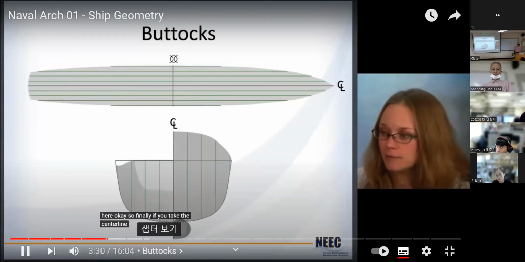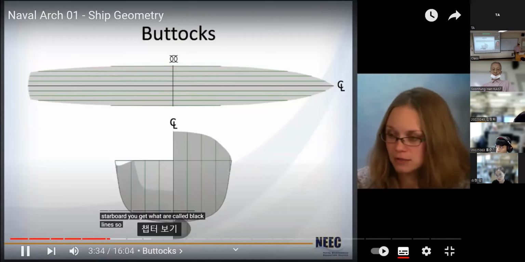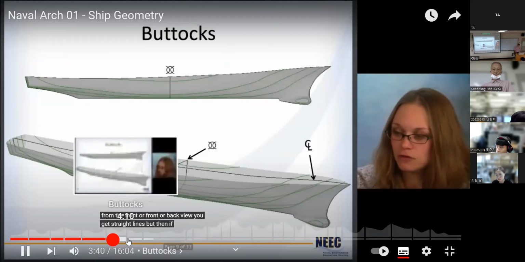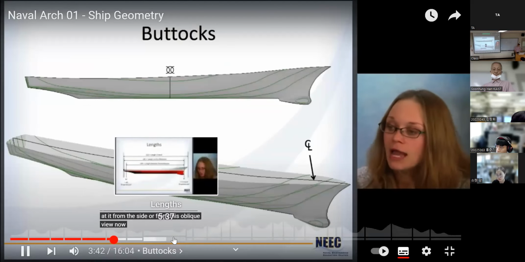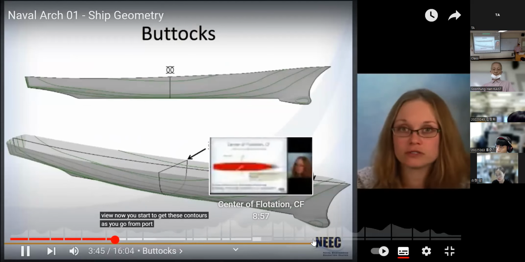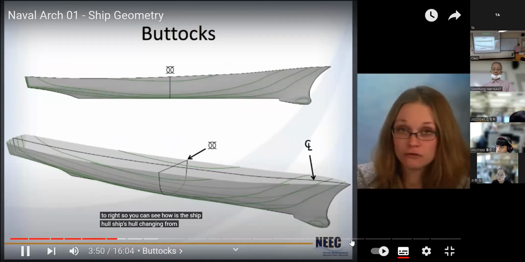So finally, if you take the centerline plane and you take a bunch of copies and you send them port and starboard, you get what are called buttock lines. So again, from the top and from the front or back view, you get straight lines. But then if you look at it from the side or from this oblique view, now you start to get these contours as you go from port to starboard or left to right. So now you can see how the ship's hull is changing from side to side.